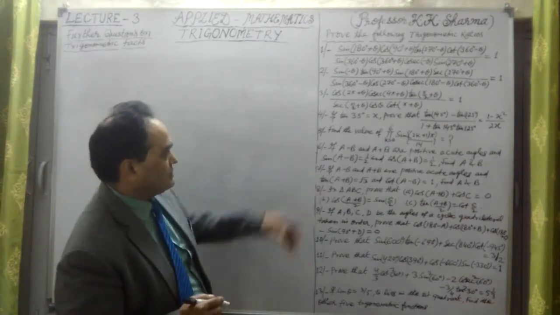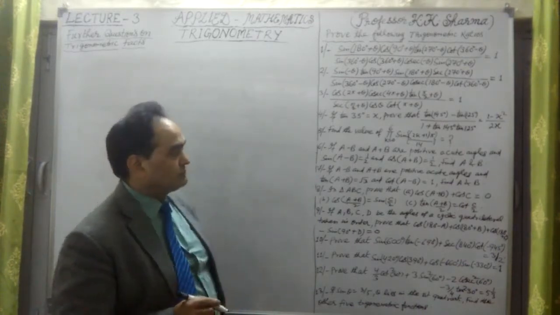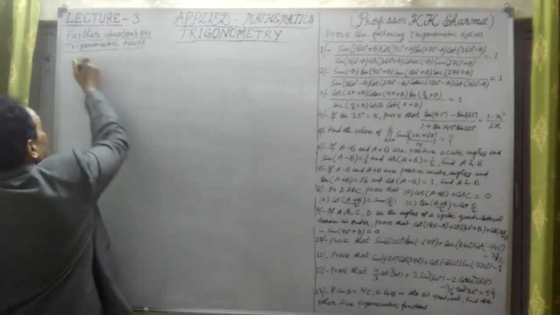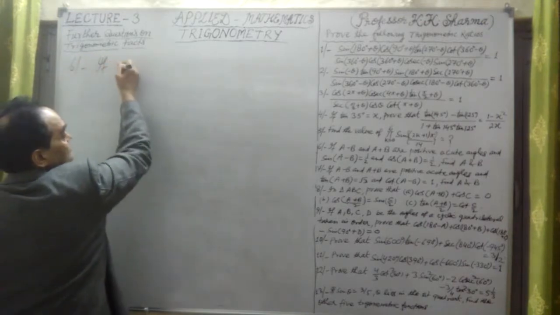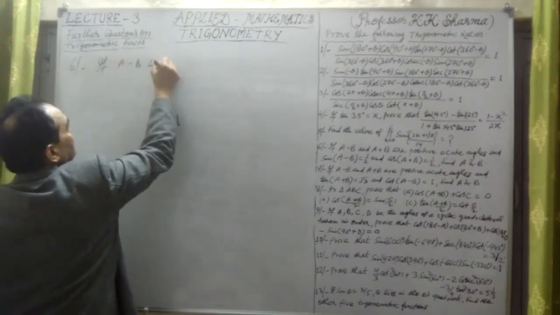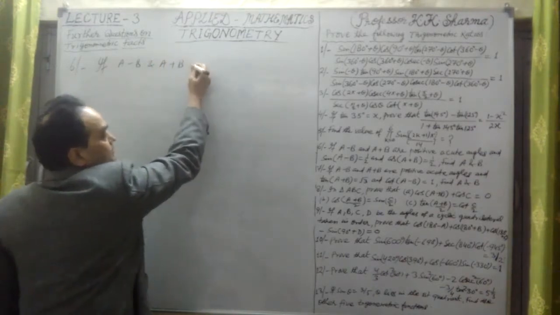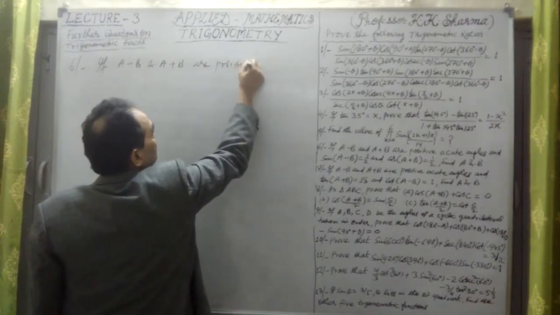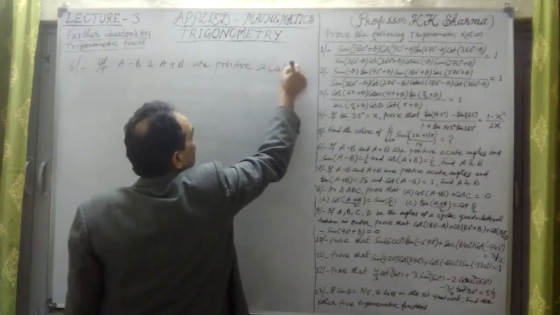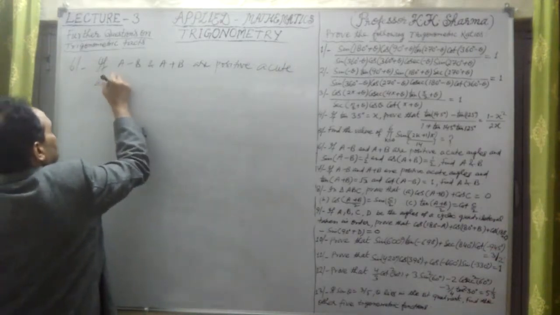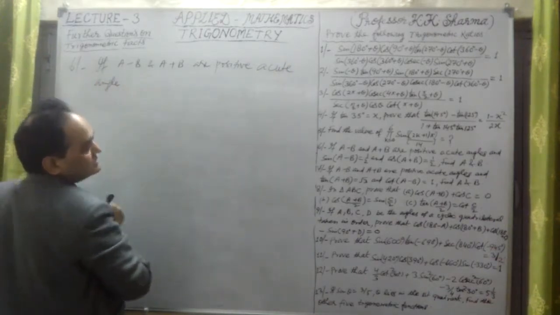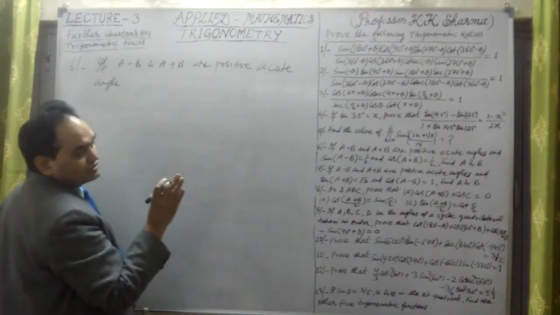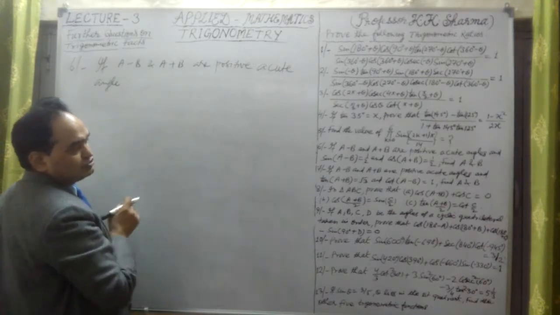If A minus B and A plus B are positive acute angles. Positive acute angles means less than 90 degrees. So the difference A minus B and the sum A plus B are positive acute angles.